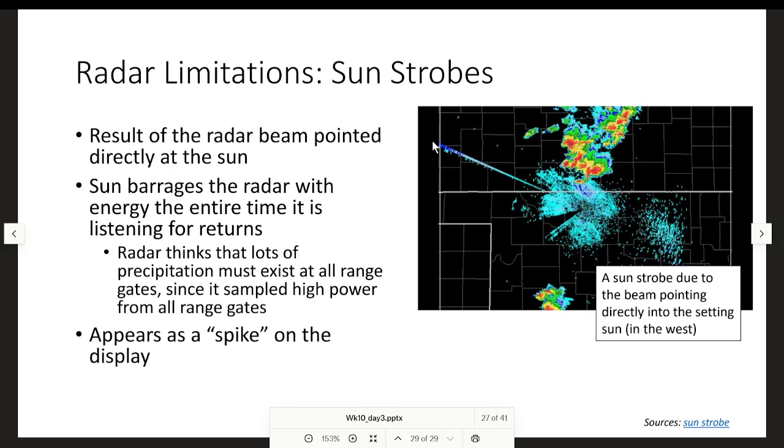There is the sun strobe. The sun is over here and it's pointing towards the radar, and it's like at sunset, it's picking up the sunset and it creates this long beam. So the sun barrages the radar with energy the entire time it is listening for returns, and the radar thinks that lots of precipitation must exist at all range gates since it sampled high power from all range gates, so it looks like a spike on the display.